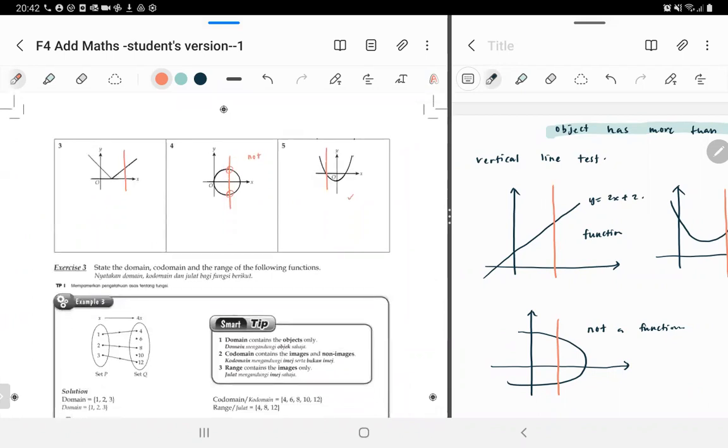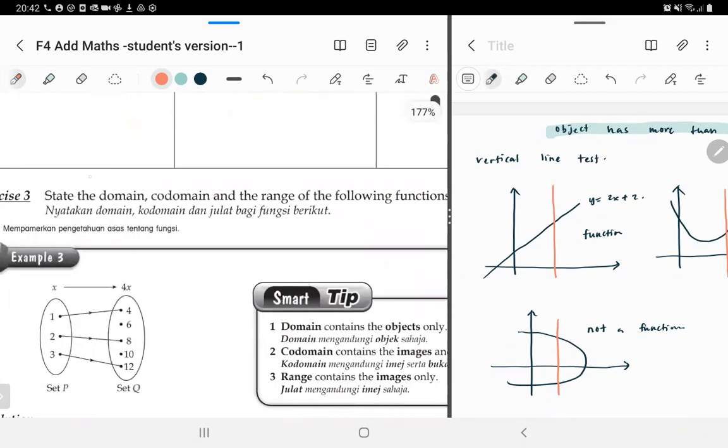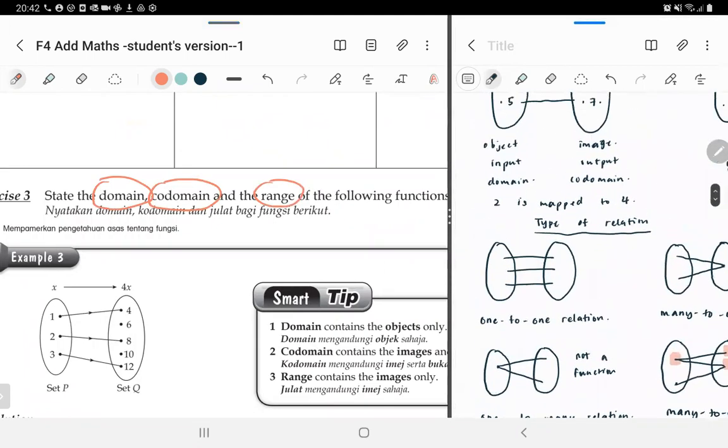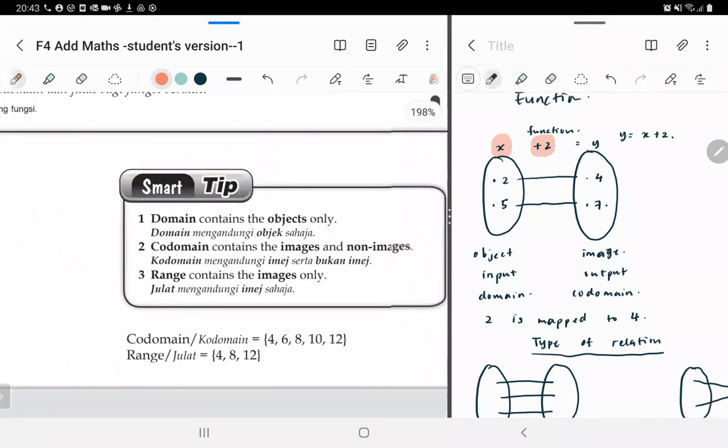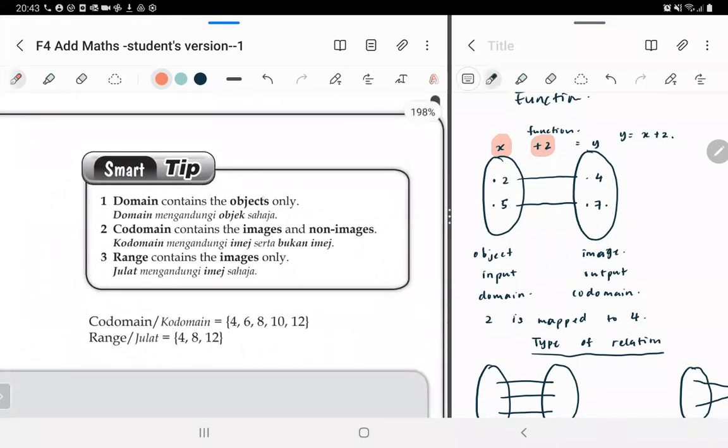Okay, and then next part, we will see these words: domain, codomain, and also the range. As what I introduced just now, domain is actually the object, that means the x value. Codomain means the output, the y value. How about the range? There is some difference here. Domain contains the object only. Codomain contains the images and the non-images.